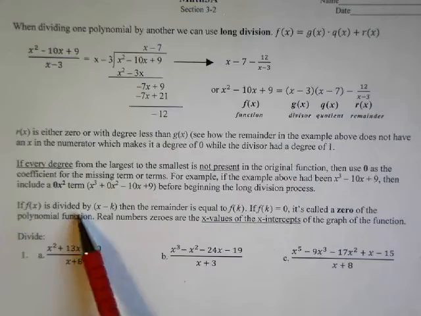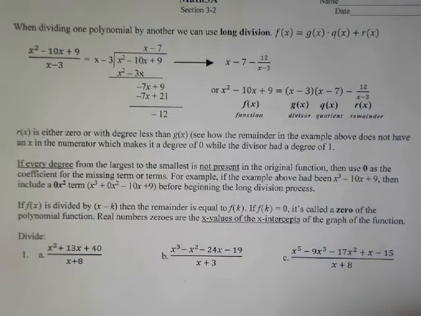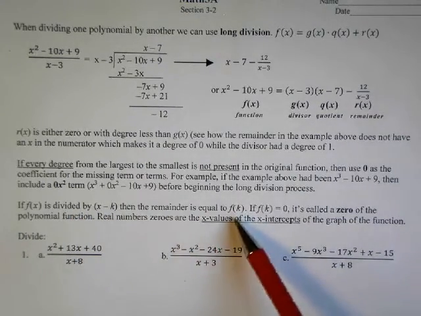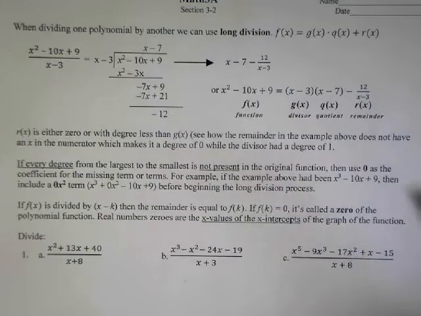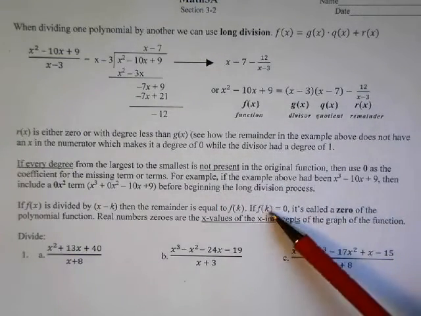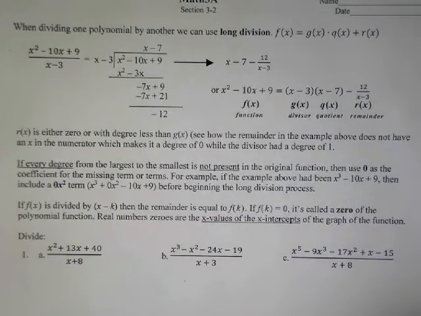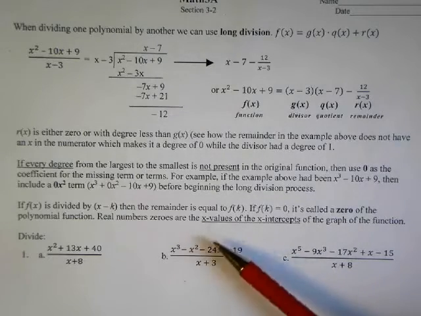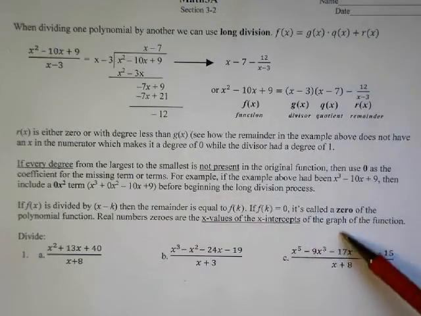If f of x is divided by an x minus k term, then the remainder is equal to f of k. If, on the other hand, f of k is 0, in other words, wherever we had an x, we plugged in k, if that is equal to 0, then we say that k is a 0 of the polynomial function. Real number zeros are the x values of the x-intercepts of the graph of the function.